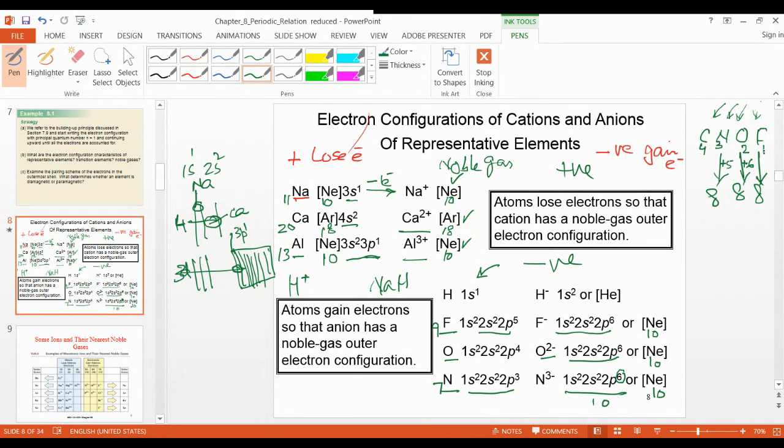4, 3, 2, 1. Seventh group. So 1 is here because it received -1. So it is a -1 charge. So how many does it receive? 1 electron it receives, to become 8. I told you like this. Clear now? Clear.